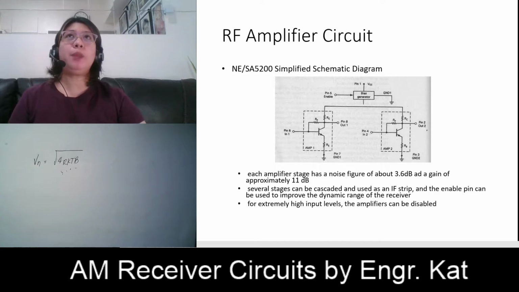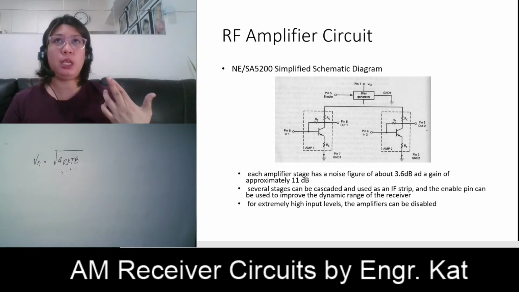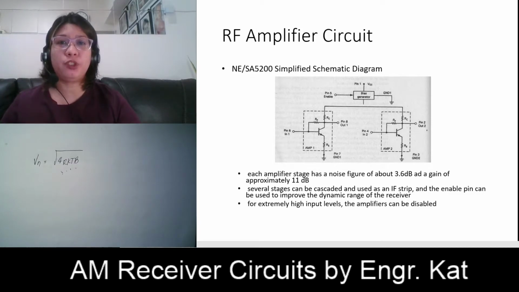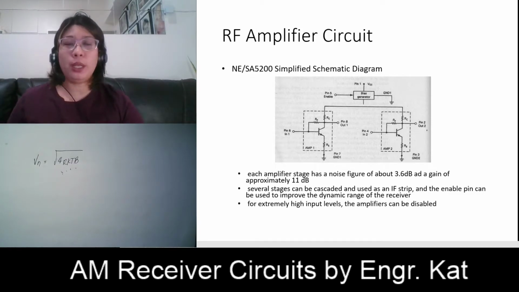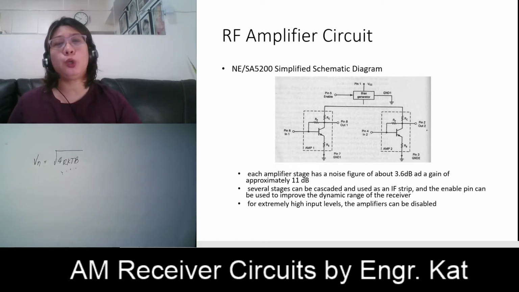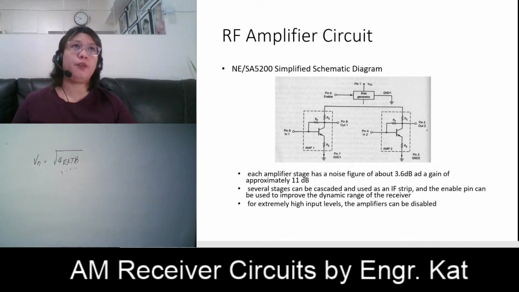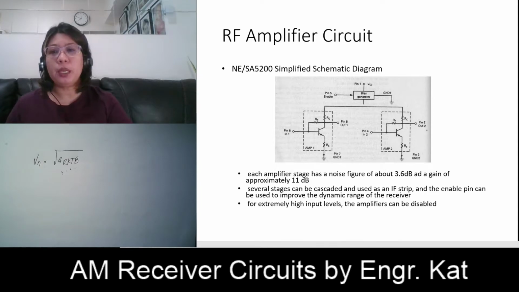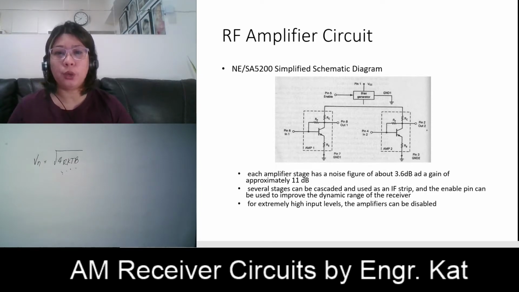These are made up of two stages. Two wideband amplifiers are biased from the same bias generator. When disabled, the input signal is usually attenuated 13 dB, preventing receiver overload. We said earlier that low noise amplifiers are usually made up of two stages. Therefore, in this example, each amplifier stage has a noise figure of about 3.6 dB and a gain of approximately 11 dB.